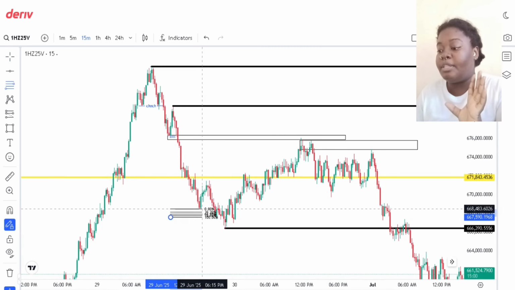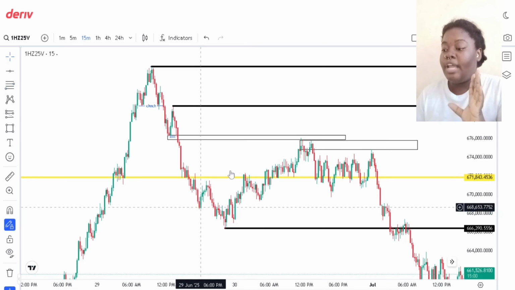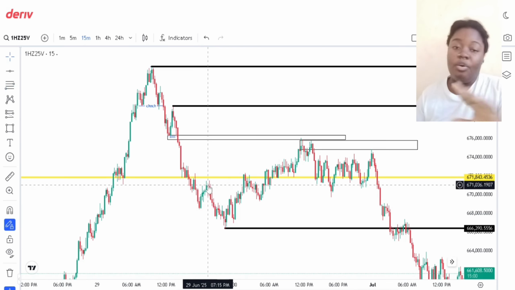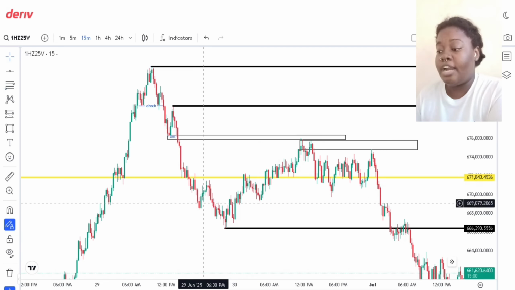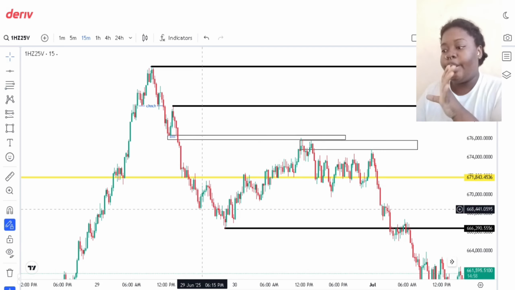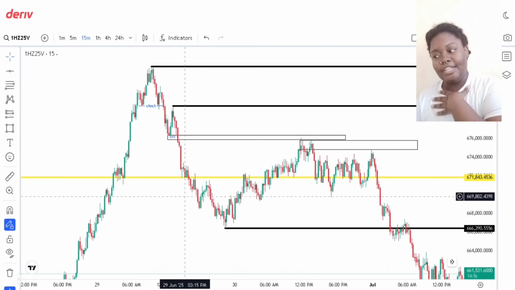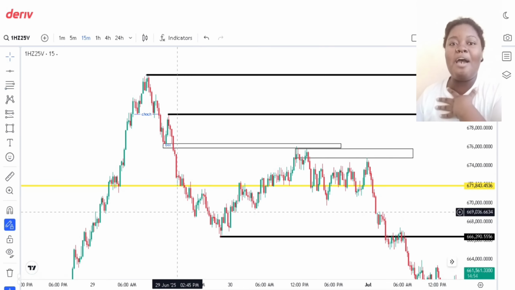I would target the previous low, like enter somewhere here, go down on the 2-minute time frame, look for a change of character and a break of structure, and then target the low right here. But you're not going to catch me doing that. No ma'am.